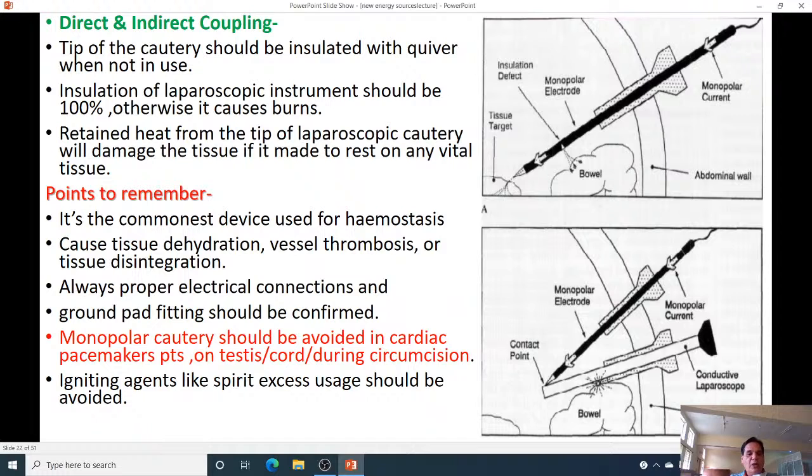Understand? So there are two types of coupling, direct and indirect. We have considered both. So what you have to remember? Monopolar, bipolar cautery are the commonest devices used for hemostasis. How are they used? Tissue dehydration, vessel thrombosis or tissue disintegration. And monopolar cautery should be avoided in cardiac pacemaker patients, on testes, cord or during circumcision. You must write down, never use this. Okay. At the same time, do not use spirit near the cautery spark. Again, it will cause burns. Understand?